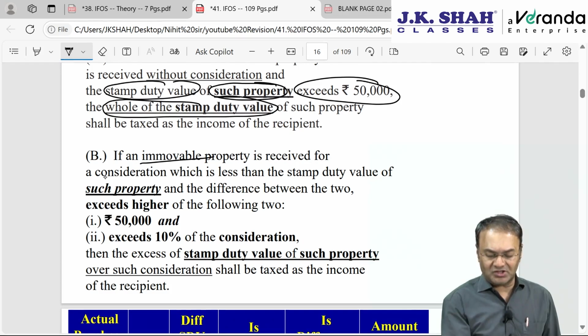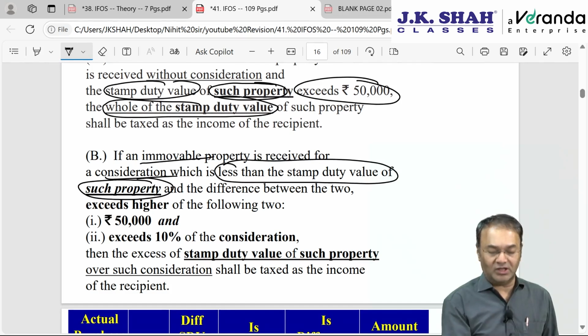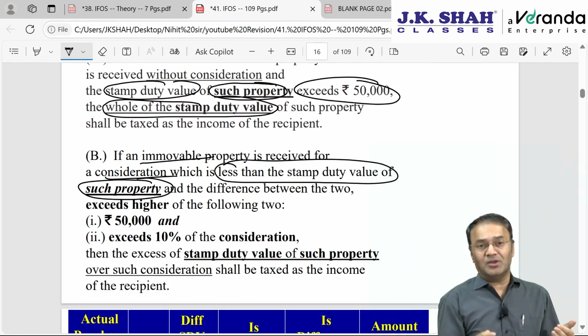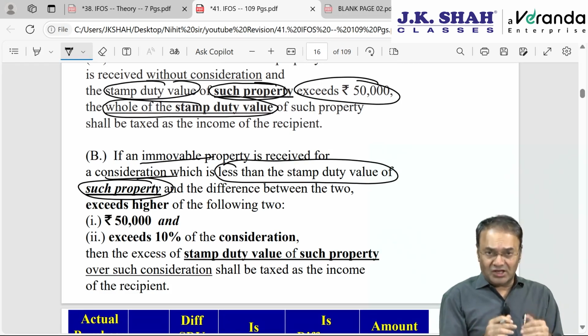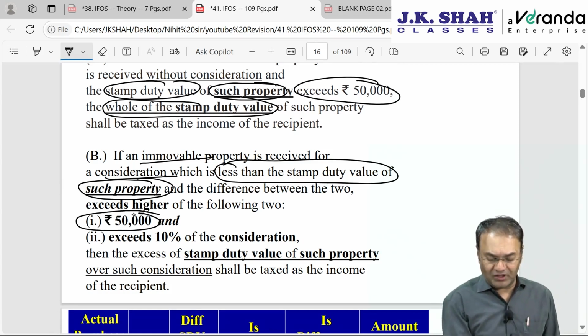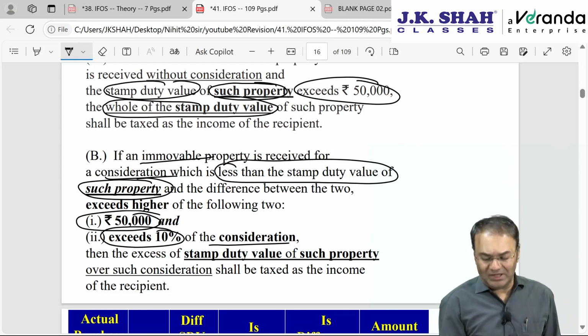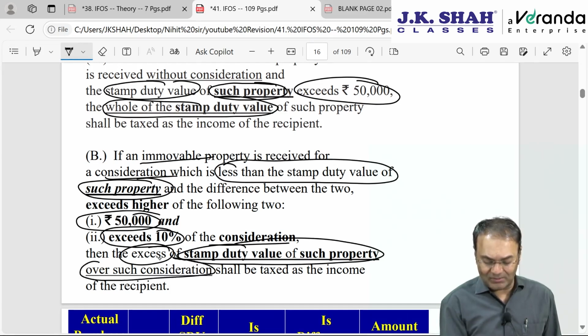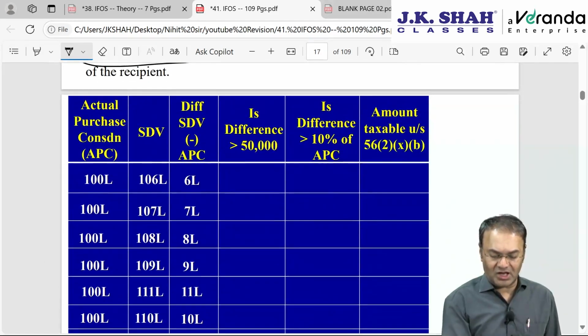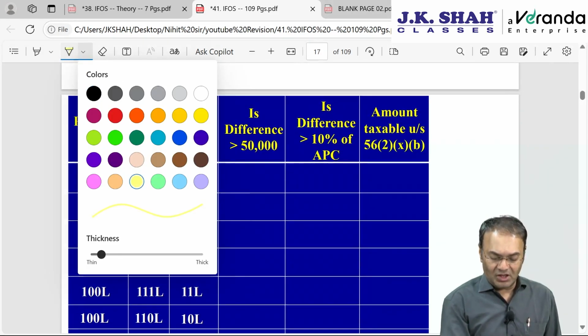If immovable property is received for consideration and the consideration paid is less than the stamp duty value of such property, and the difference between the consideration and the stamp duty value is more than 50,000, plus it is more than 10% of the consideration, then the difference will be taxable. The excess of the stamp duty value of such property over the consideration will be taxable. Let us try to understand with the help of a few examples.